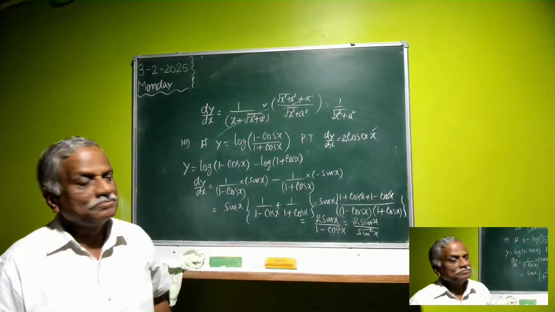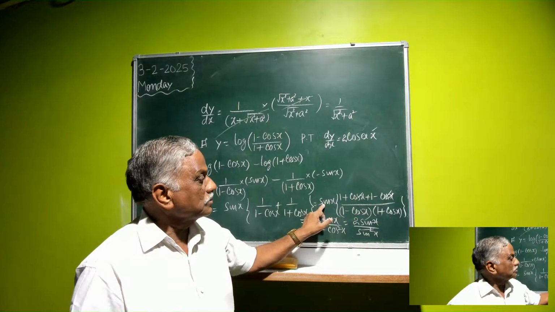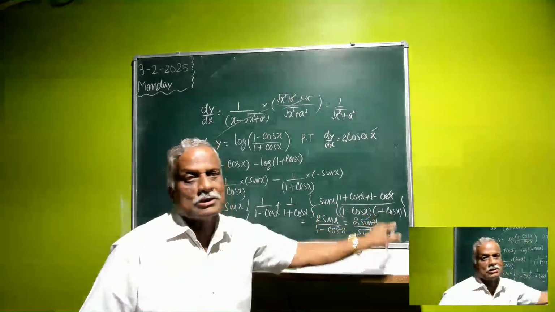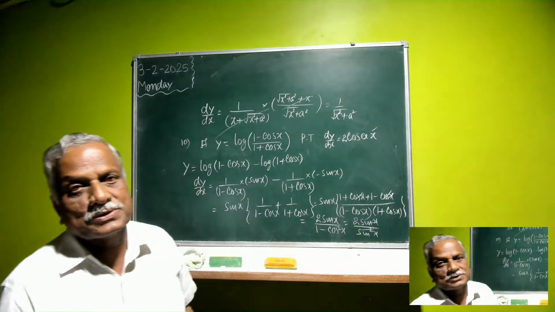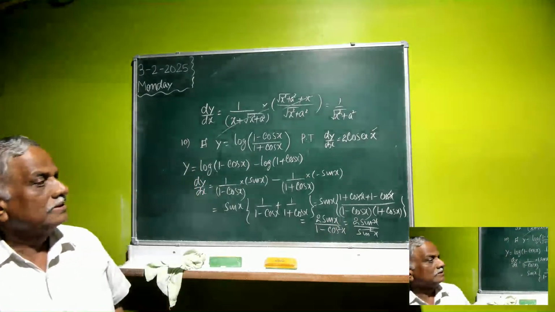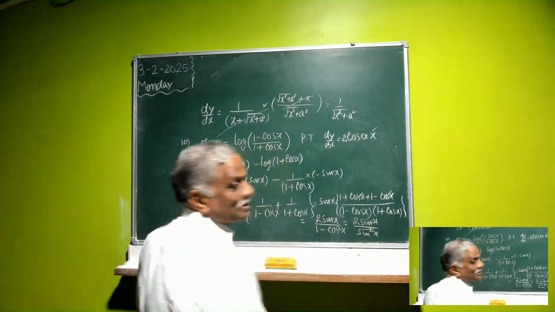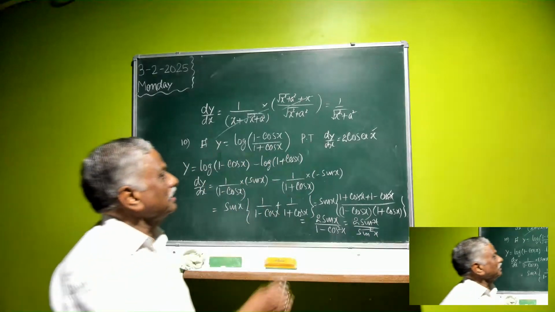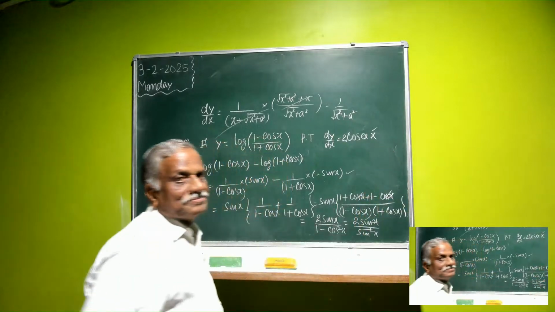Afterwards, we take the LCM. Cos x and cos x get cancelled. I get 2 sin x over 1 minus cos square x using the formula. And I should also know that 1 minus cos square x is sin square x, I get the answer. This is what I was trying to tell you. Supposing you are not able to come up to this, at least this anybody can write. This step also you can write.